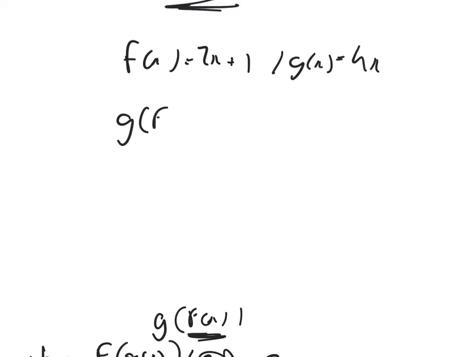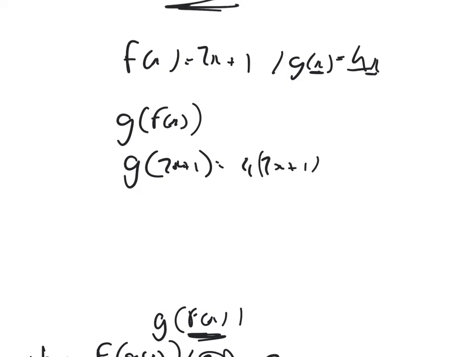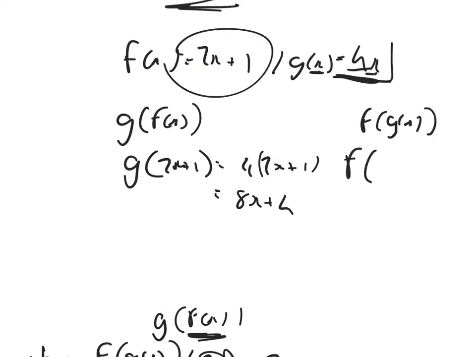So g of f of x is g of 2x plus 1. The g function is whatever's in the bracket, write it down and multiply by 4, so that would be 8x plus 4. For f of g of x, that would be f of, well, g of x is equal to 4x, so that's f of 4x. The f function is whatever's in the bracket, write it down, double it and add on 1. So that would be 8x plus 1.